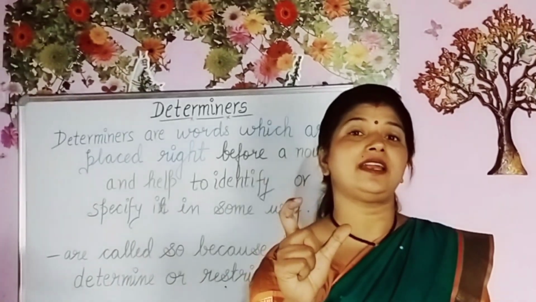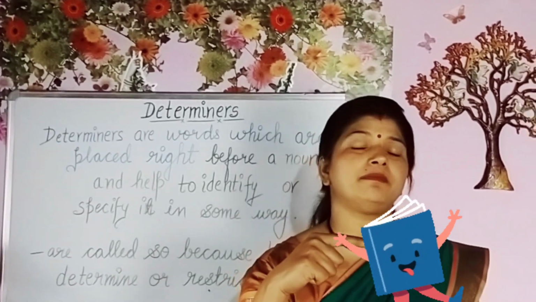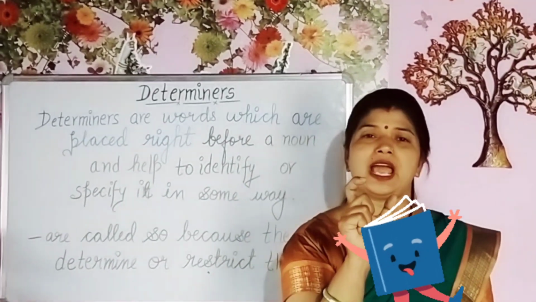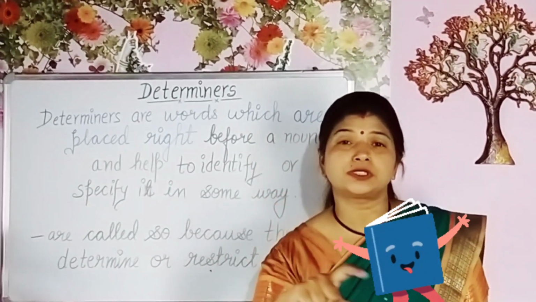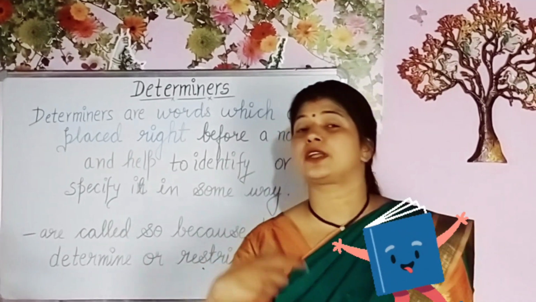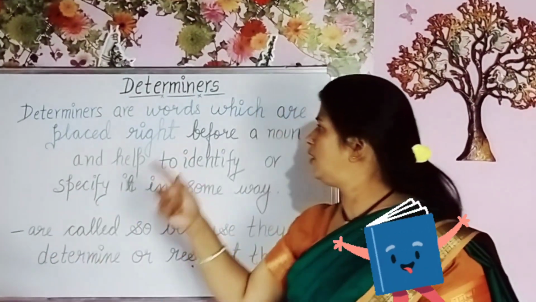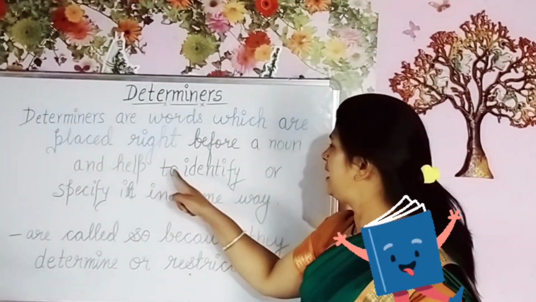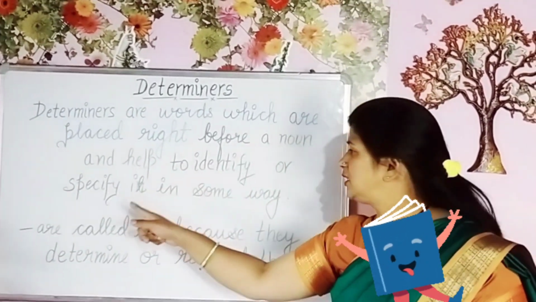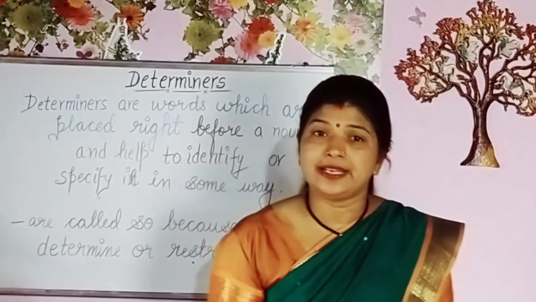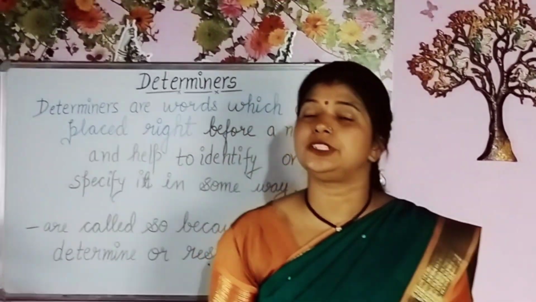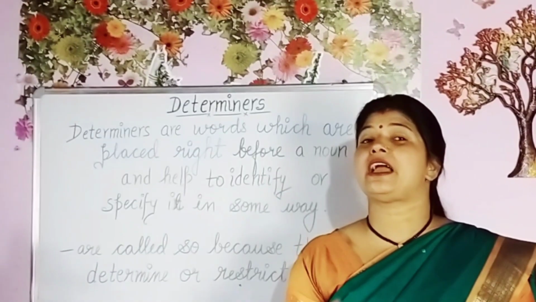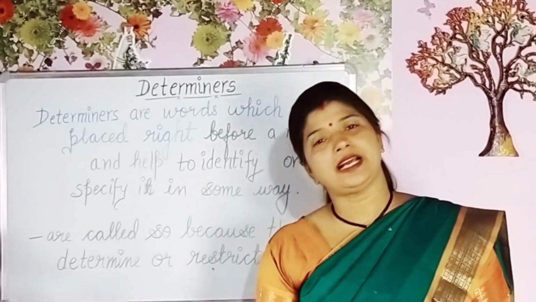Suppose I have said that book, that means book is a noun. Book क्या है? Noun है. और उसके आगे that लगाया है तो वो क्या हो गया? That book हो गया. Okay, that क्या हो गया आपका? Determiner हो गया. And it helps to identify or specify in some way, it also helps us to identify something. वो किसी चीज को identify करने के लिए या फिर specify करने के काम में आता है.